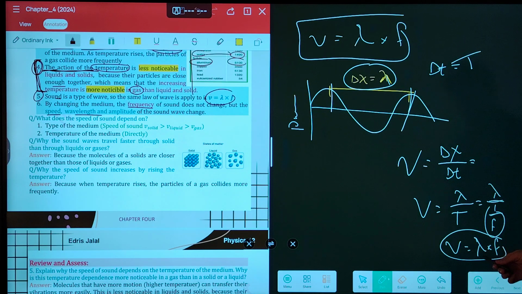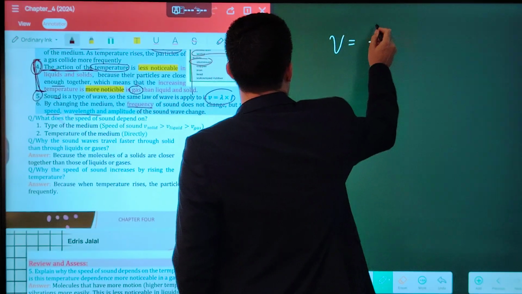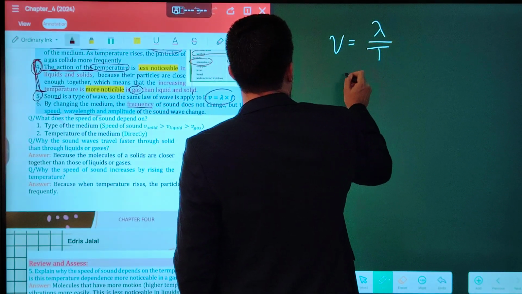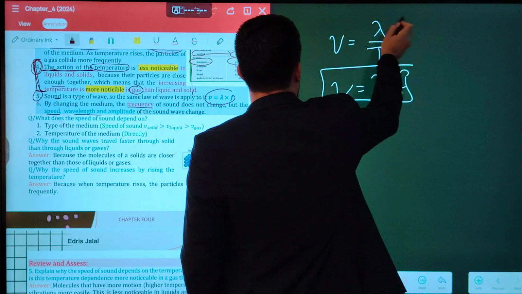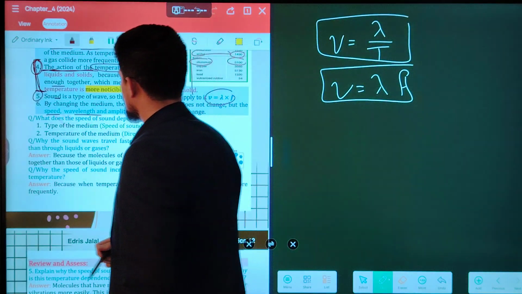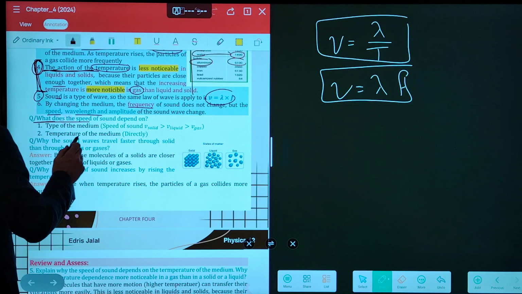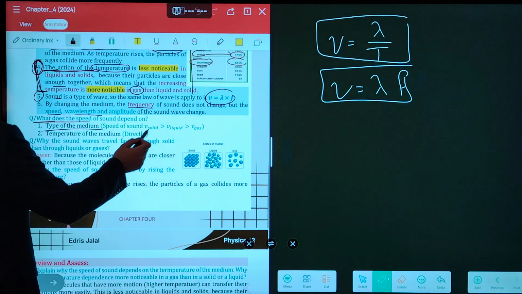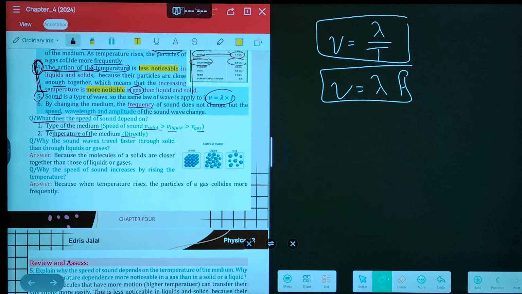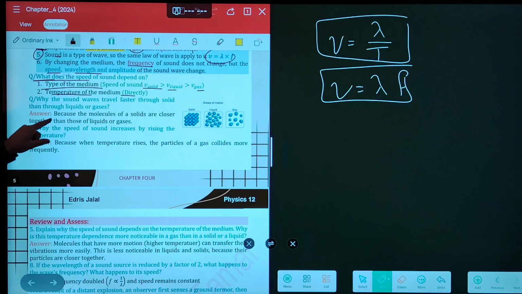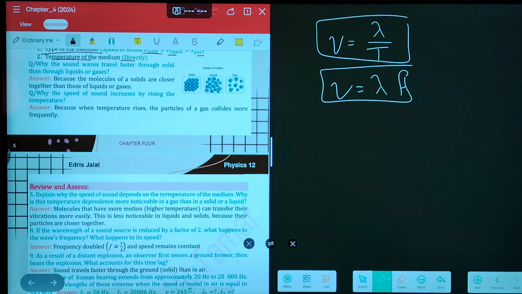How can we determine the velocity of a sound wave? Wavelength over period, or wavelength times frequency. Both equations can be used to find the speed of sound. What does the speed of sound depend on? The type of medium, and the temperature is directly proportional. Why does the sound wave travel faster through a solid? Because the molecules of the solid are closer to each other. That is why it is faster.